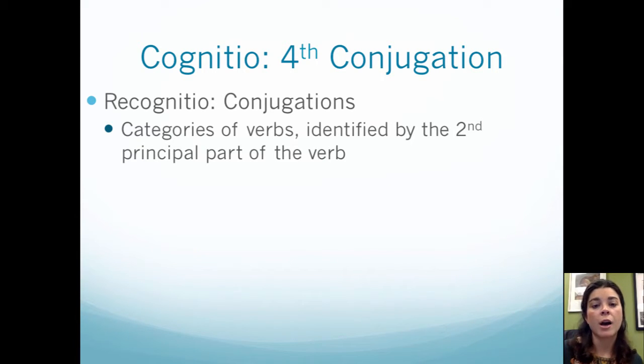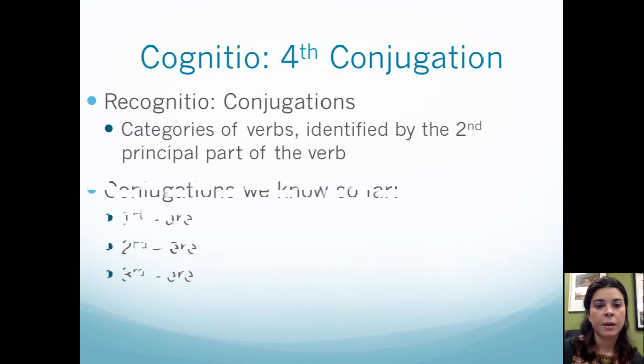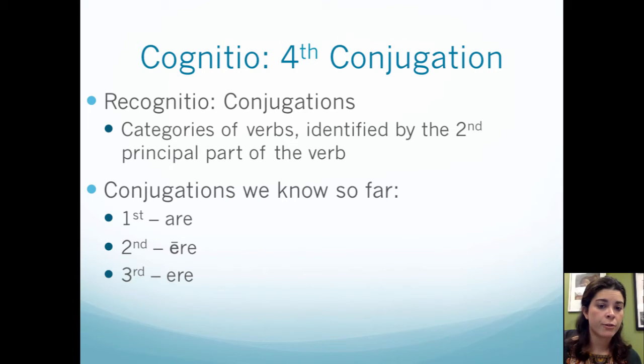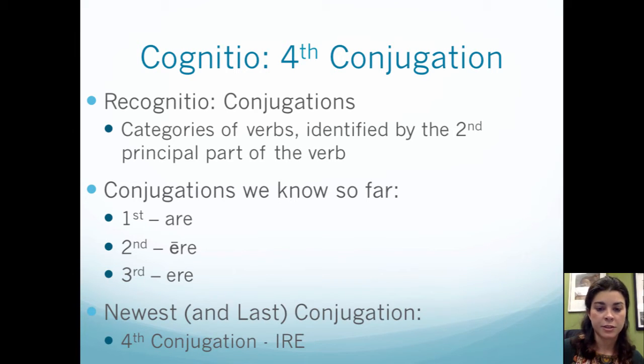So first, remember conjugations are categories of verbs which are identified by the second principal part of that verb. The conjugations we know so far are first, which is when the second principal part ends in -are, second, when it ends in -ēre with the macron over the e, and third, -ere without the macron. Now, fourth, the newest and last conjugation, ends in -ire.